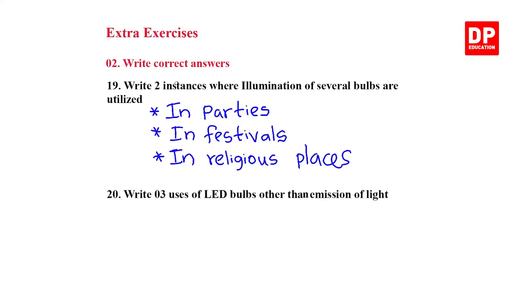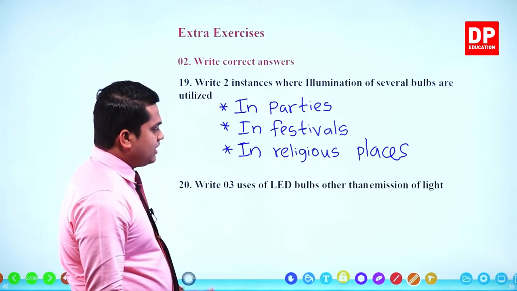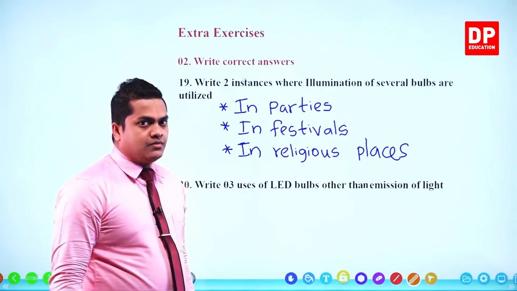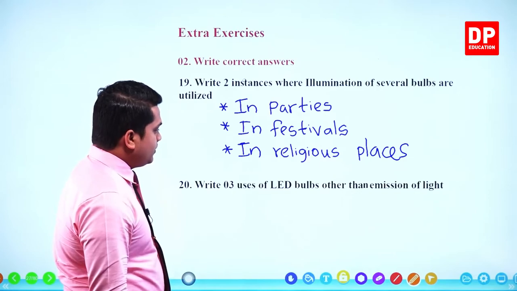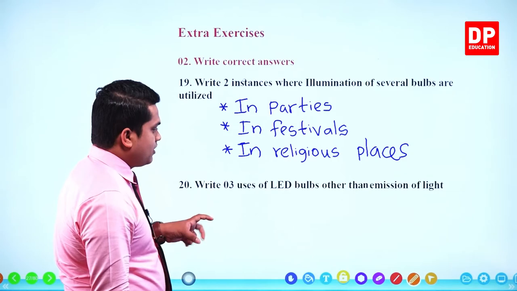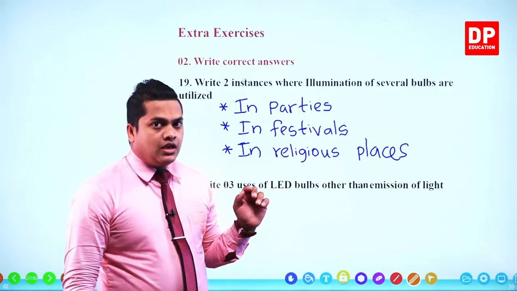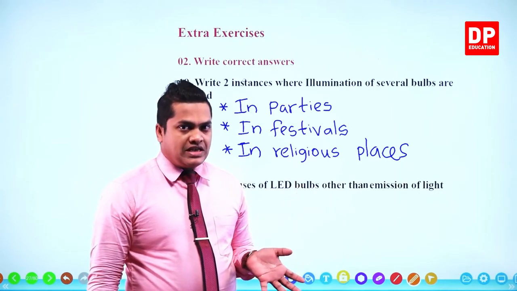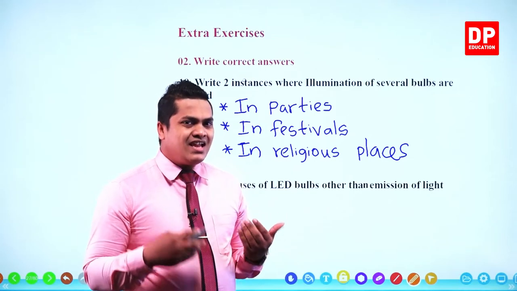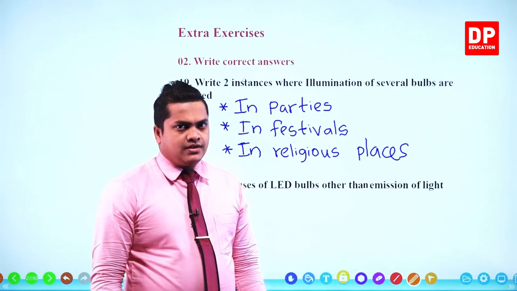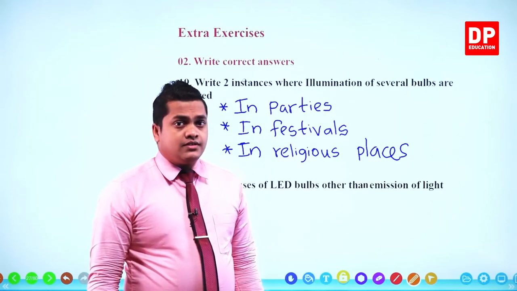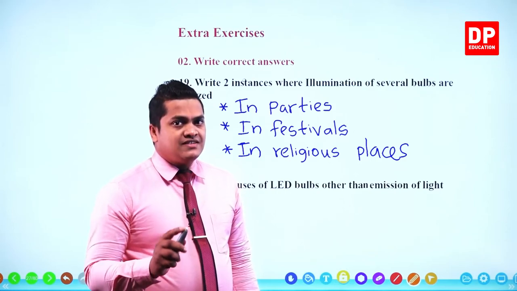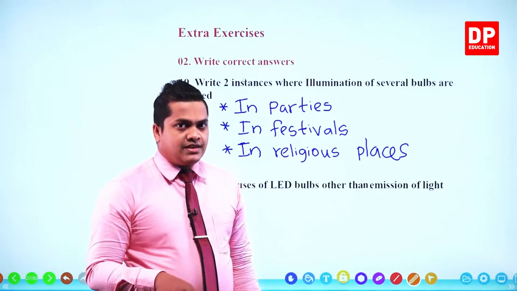Write three uses of LED bulbs other than emission of light. So other than emission of light, you have to write down three other uses of LED bulbs. Now the main energy type given out by LED bulbs is light energy. Like in illumination, we use LED. And also to light up our houses, we use LEDs, because LEDs give out light. Other than that, there are several other uses of LED as well. The main use is that we use LED in order to give signals.